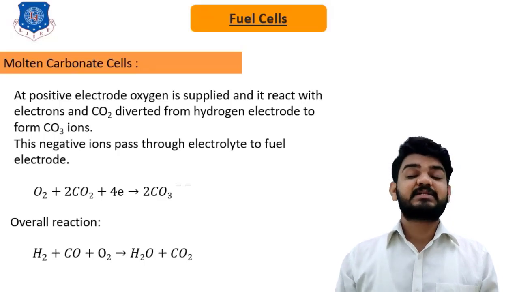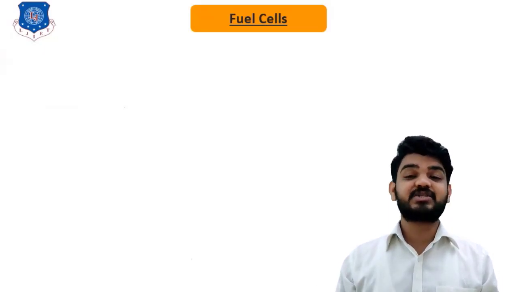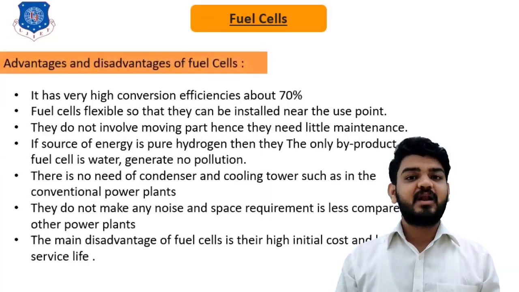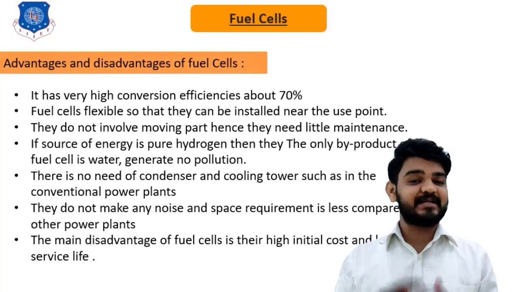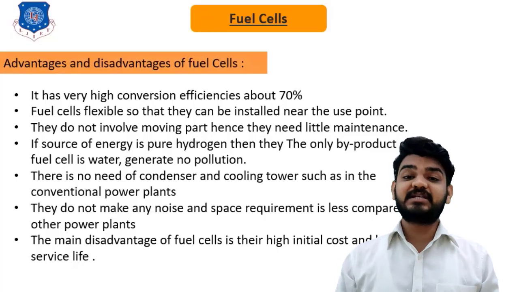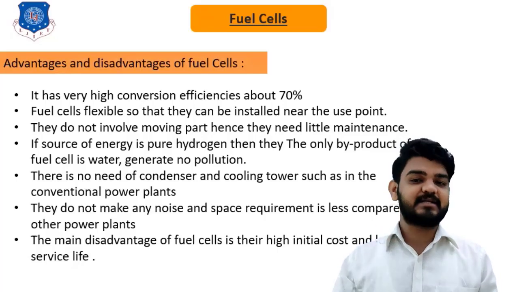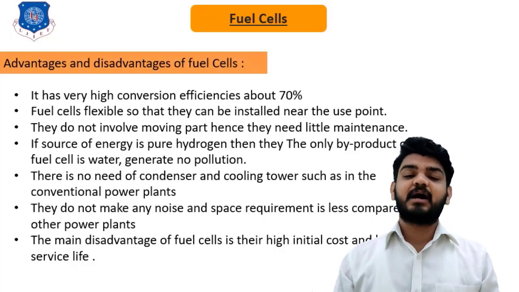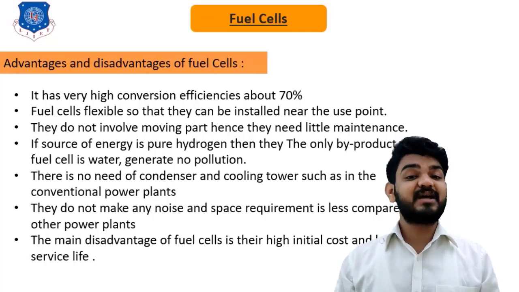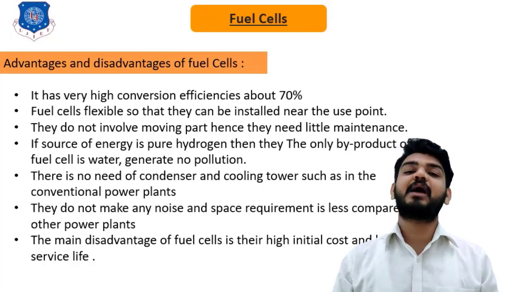Now let's see some of the advantages and disadvantages of this fuel cell. Well, a fuel cell converts chemical energy directly into electrical energy, and it eliminates the energy conversion in the form of mechanical energy. So it increases the efficiency. In practical life, around 70% efficiency with a fuel cell is observed in ideal cases. So the first advantage of this fuel cell is that it is highly efficient. Around 70% efficiency is observed.